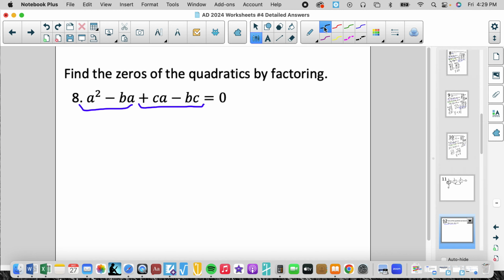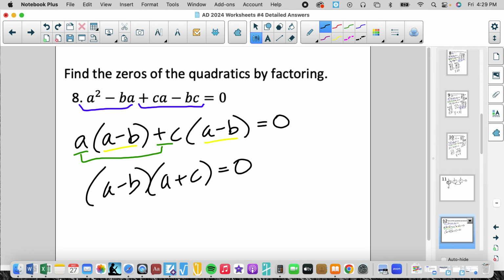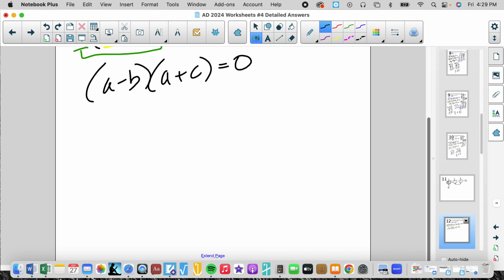Let's check it out. What's the common factor of the first 2 pairs? A. If we factor out an A, we get A minus B. Let's look at the second pair. What do they have a common factor of? C. Very good. If we factor out a C, we get A minus B. Did we do it correct? Yep, because these are the same. Let's factor those out, A minus B. And if we take out the A minus B, that leaves us with A plus C equals 0.